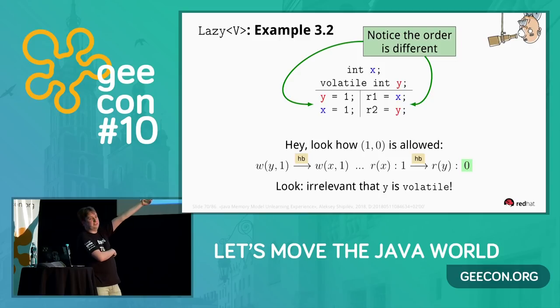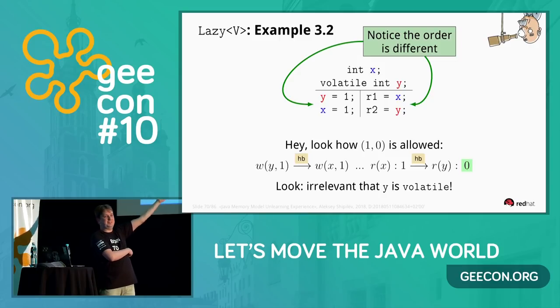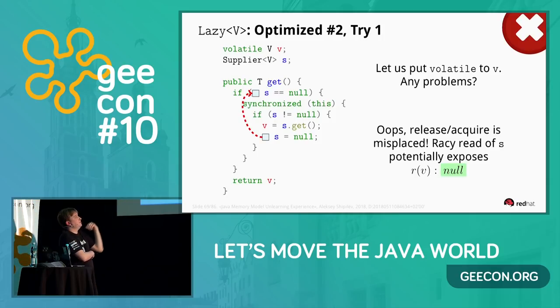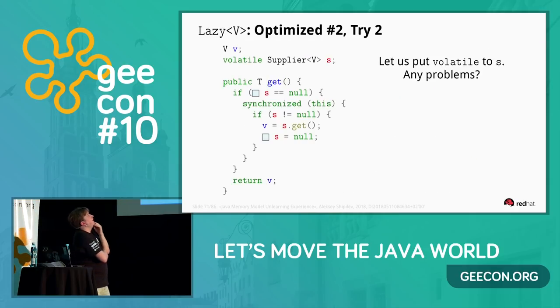You can get back to this example, which is basically the same thing. You have this volatile V, but it doesn't matter because you did this racy thing there, right? So this is bad. Okay, let's do the other thing. Let's put volatile on S. Does it work now?